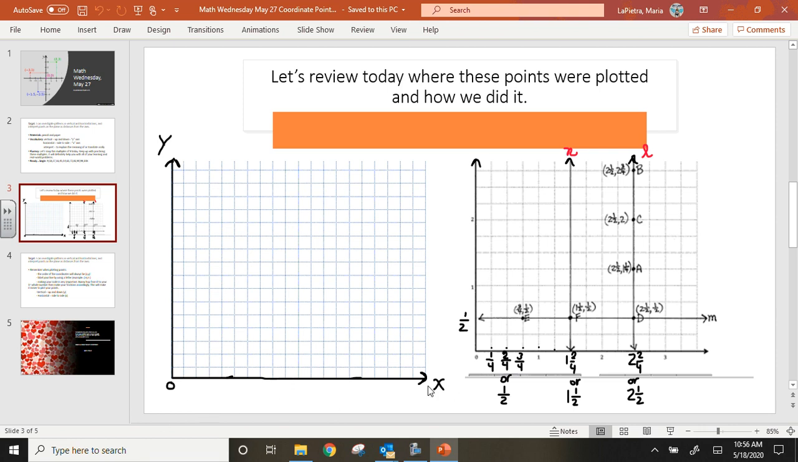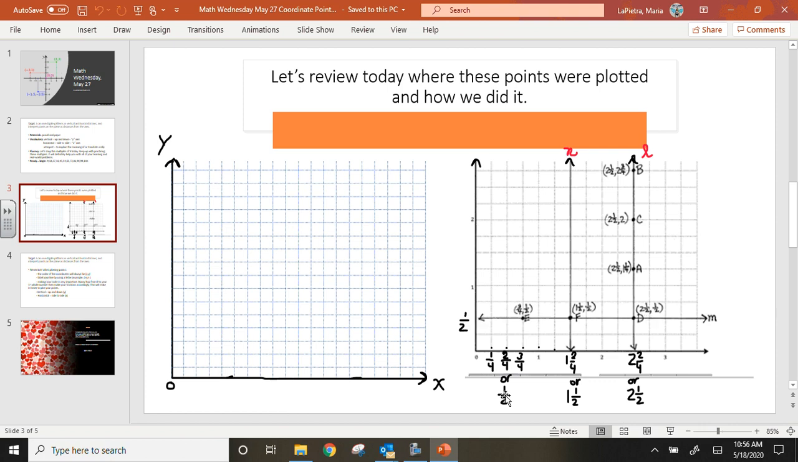Okay. All right, so if you look here, you will notice that there is line L and line N. Those are parallel to one another because they're going up and down side by side to each other, but they're not touching each other at all.